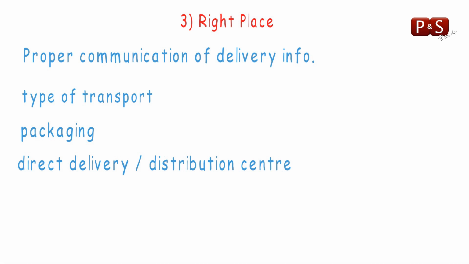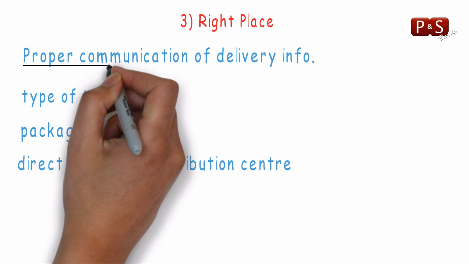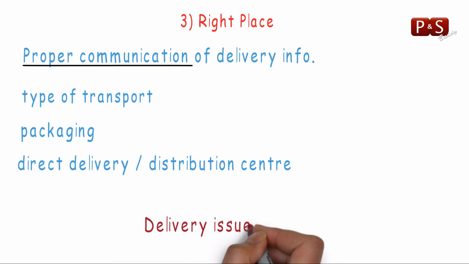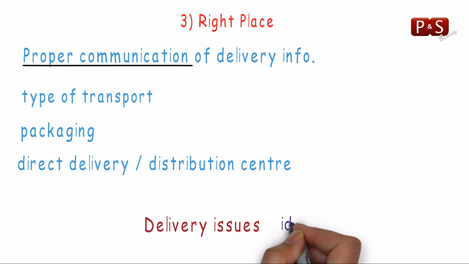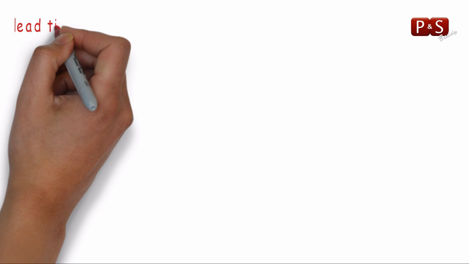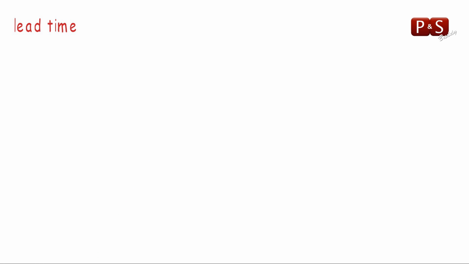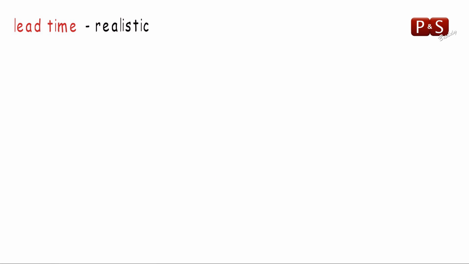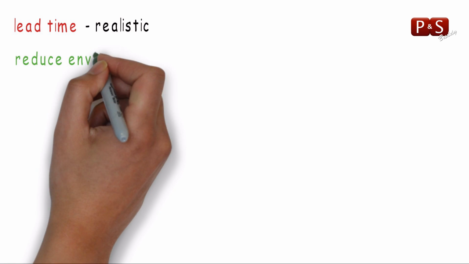Many of this information may be already known or available. Buyers need to convey them accurately to suppliers. There are chances of various delivery problems. Some examples: damage in transit, high cost of package, wrong delivery. Procurement function needs to identify these issues and manage them. Buyers should check the reliability of lead time quoted by the suppliers. They should make sure it is realistic. Buyers need to ensure lowest environmental impact.